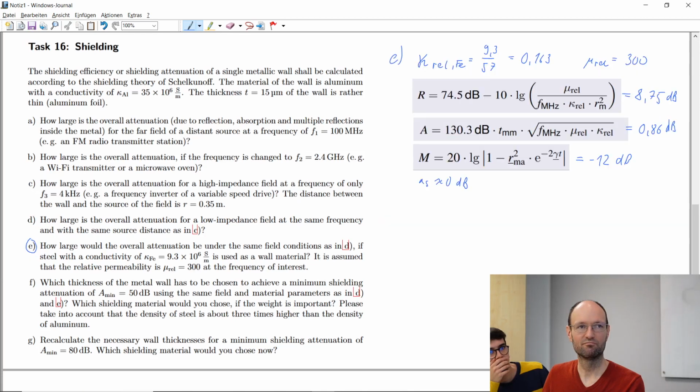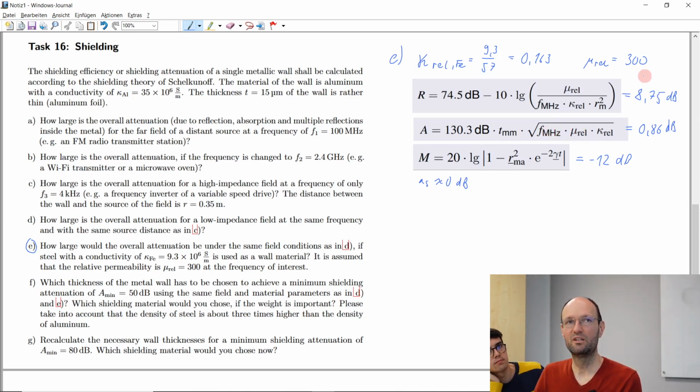It wasn't. So the steel, even if it has better or higher permeability, does not really help in this case because we still don't have absorption. And at these low frequencies we also won't get reflection. So what would we need to do to get some reasonable shielding attenuation? I mean, the frequency is low, it's given by our application.